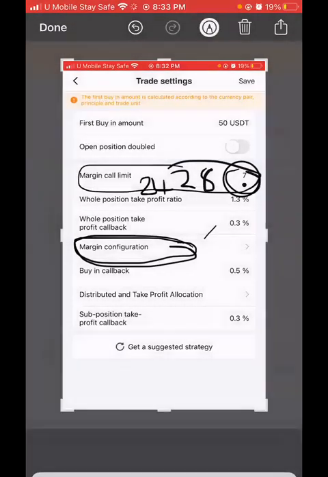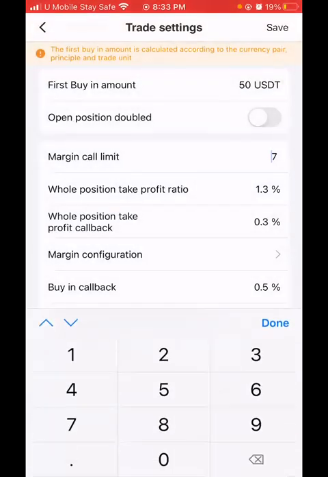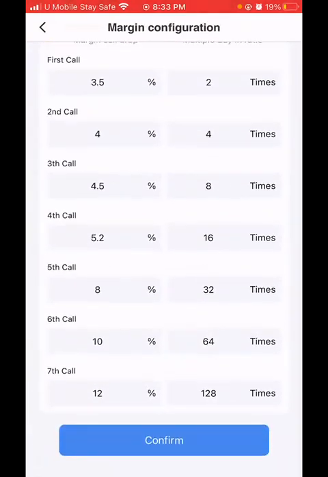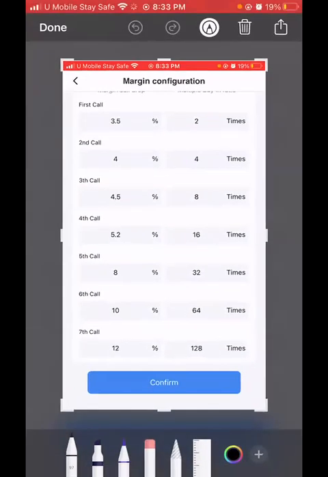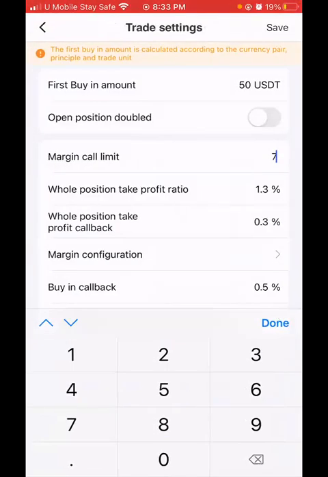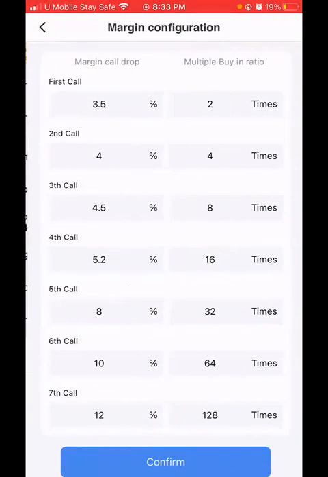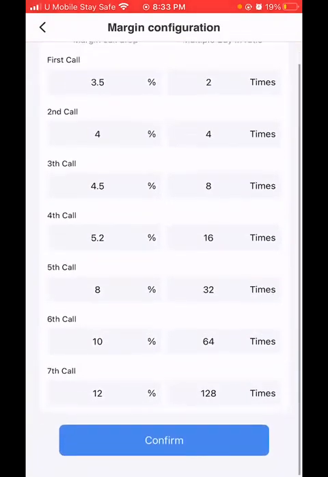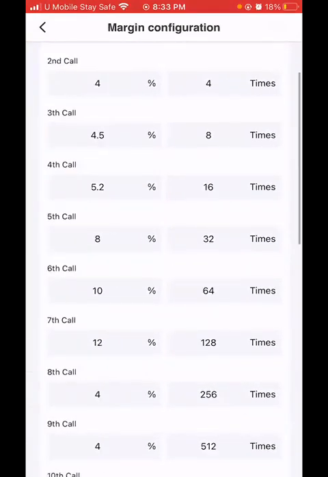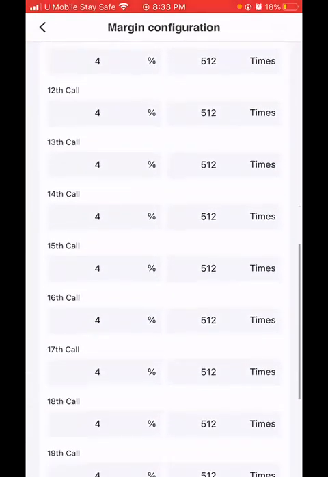Okay, let's do it more practically. Let's assume this is 7, right? Now let's click the margin configuration. Did you see? It is up to the 7th call. The last call is the 7th call, because that is the margin configuration you set. Let's assume we change it to 24 margin calls. Let's go to confirm. Okay, you go back again. If you click it and come here, it didn't change. What do you do? Just go back and click on it again. It will automatically change. Did you see that? It has picked up 24 margin calls.